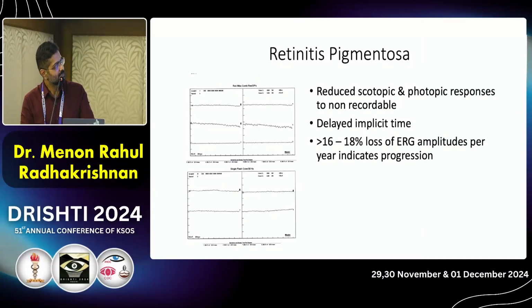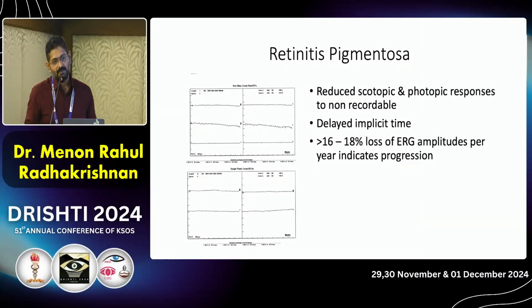Now, this is an example of an ERG of an RP. Most of the cases, just to simplify it, if you look at a normal ERG, you will see multiple troughs and peak amplitudes. This is what a typical ERG looks like. In RP, you will have flat lines for both rods and cones, and the implicit time will be delayed.